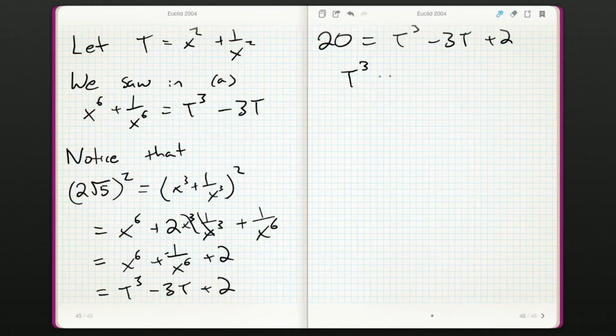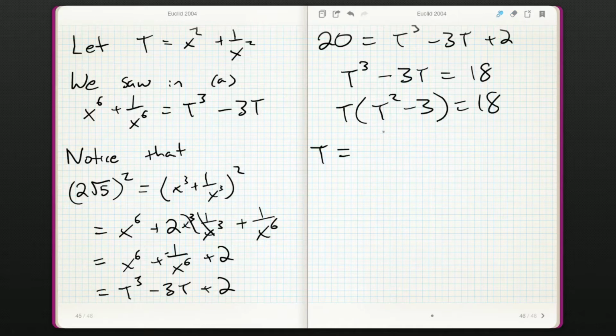Maybe t cubed minus 3t, because if I bring the 2 over, we get 18 here. If we take out the t, we get t squared minus 3 is equal to 18. And so t being equal to 3 solves this. All right? Because 3, and then 9 minus 3, that's... Okay, so that's true. Is that the only solution to this?